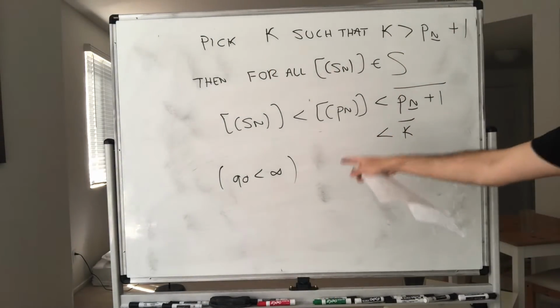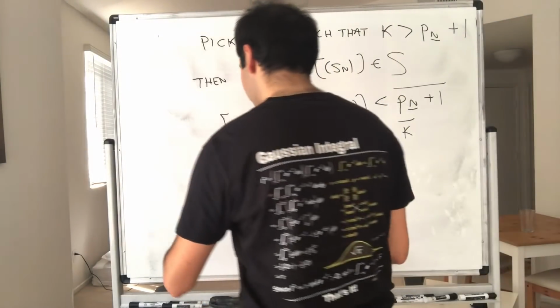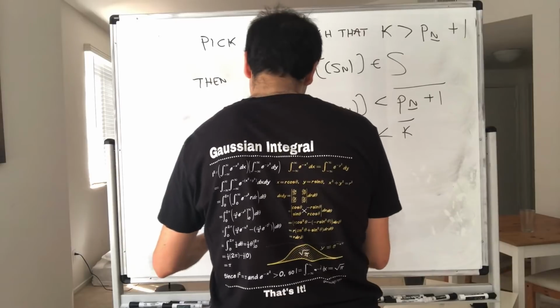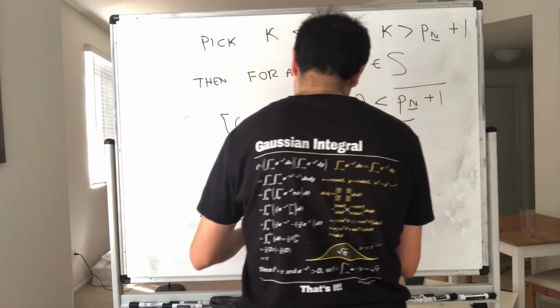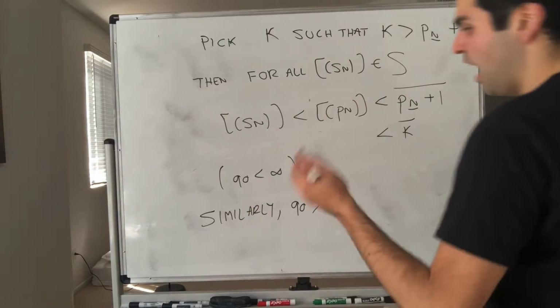And similarly, you can also show that Q naught is bigger than minus infinity. So similarly, you can show Q naught is bigger than minus infinity. And how do you do that?